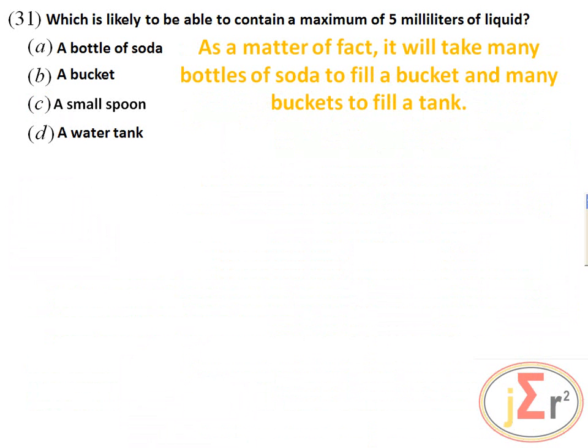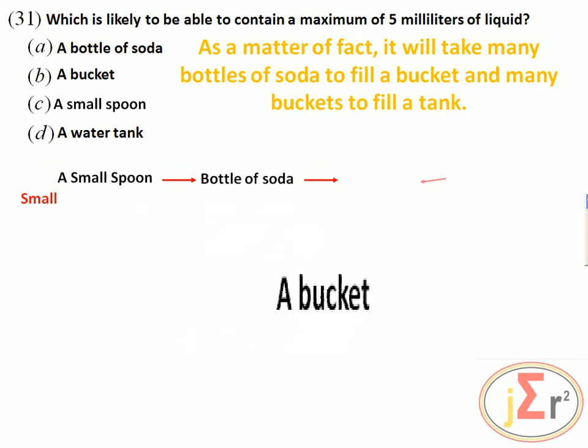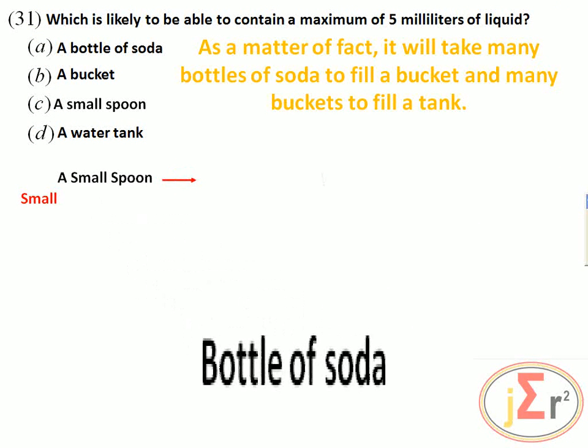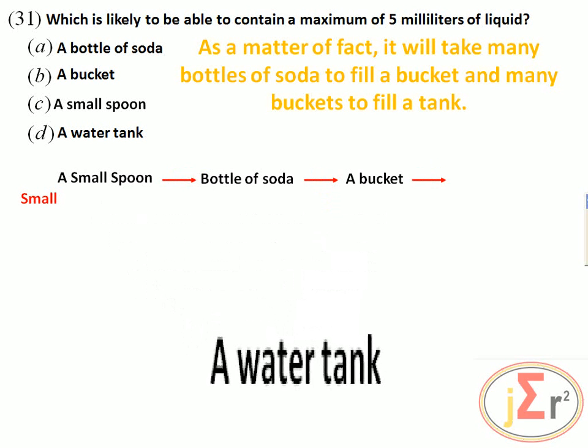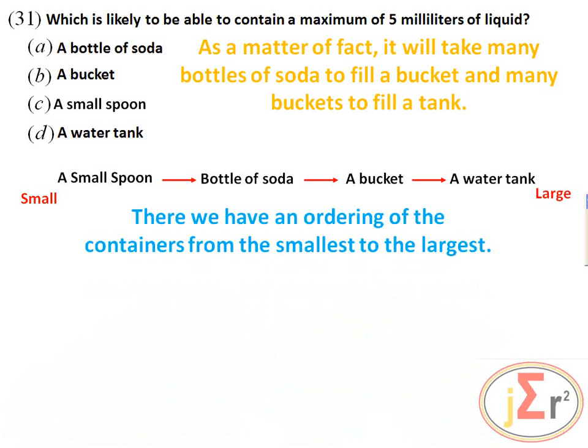As a matter of fact, it will take many bottles of soda to fill a bucket and many buckets to fill a tank. So we are looking at the relative sizes of the containers among the options. The smallest one is the small spoon, then a bottle of soda, then a bucket, and finally a water tank is the largest. So the only one that is smaller than the soda bottle is a small spoon, and it has to be our correct answer. There we have an ordering of the containers from the smallest to the largest.